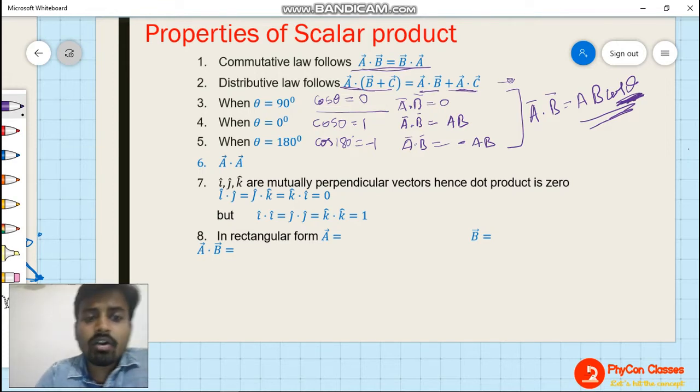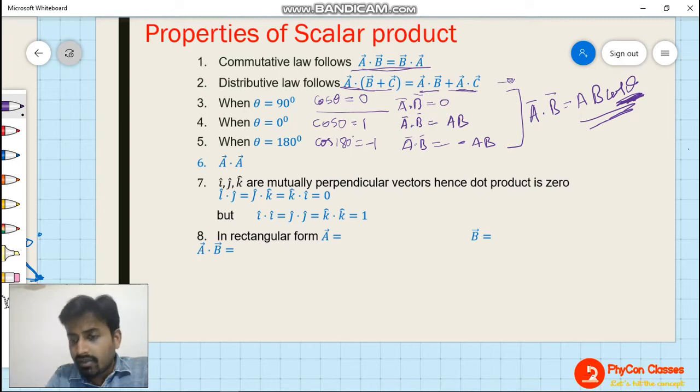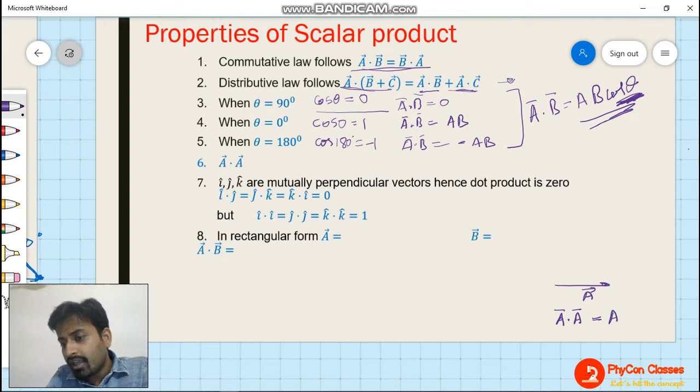Now, sixth point, A dot A. What will be the answer for A dot A? Now tell me, if vector A is like this, and then we want to find out A dot A. According to the dot product formula, it is going to be A cos theta, right? But what is cos theta here? Theta is the angle between two vectors, that we already know. For A and B, theta is the angle between A and B. Now, for A dot A, theta is going to be the angle between A and the other A.